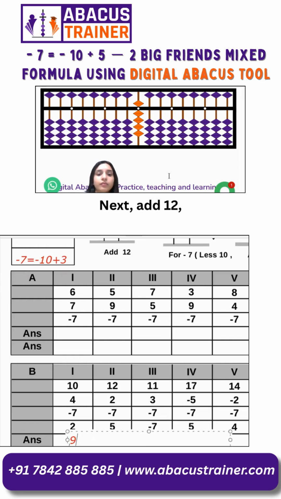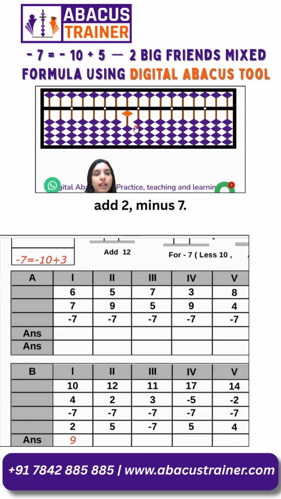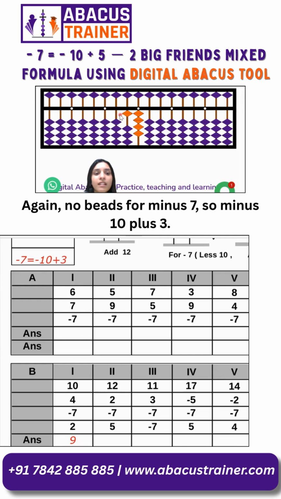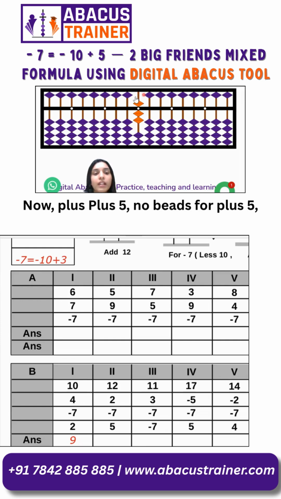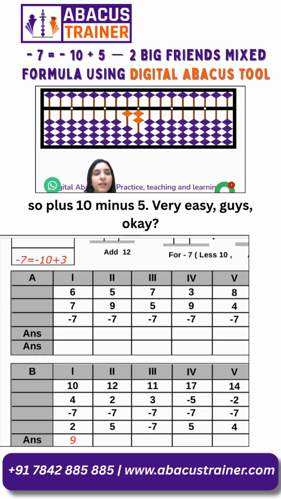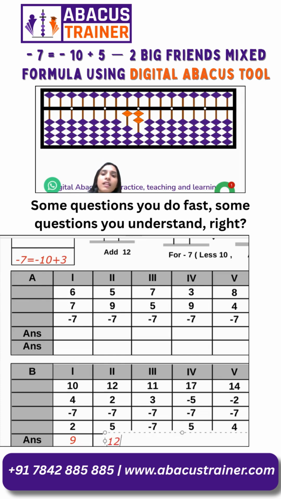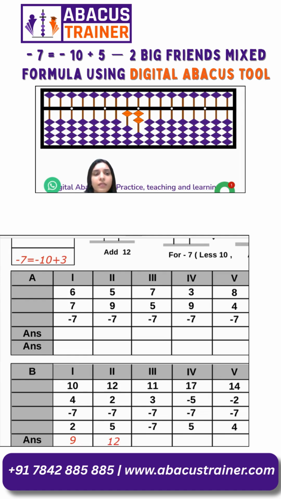Next, add 12, add 2, -7. Again, no beads for -7, so -10 +3. No beads for +3, so +5 -2. Now +5, no beads for +5, so +10 -5. Very easy, guys, okay? Some questions you do fast, some questions you understand, right?